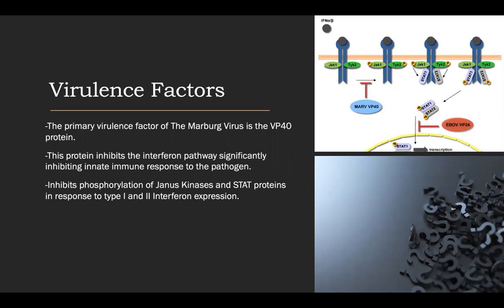So VP40 inhibits the Janus kinases and STAT protein responses for type 1 and type 2 interferon expression, and this stops our innate immune response from actually responding to the Marburg virus. So it allows it a bigger leeway for replication without having the immune system interfere with it.